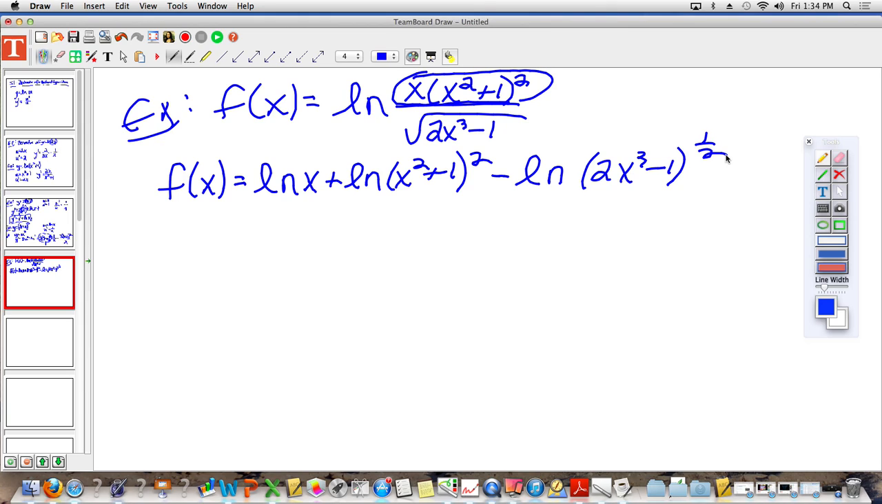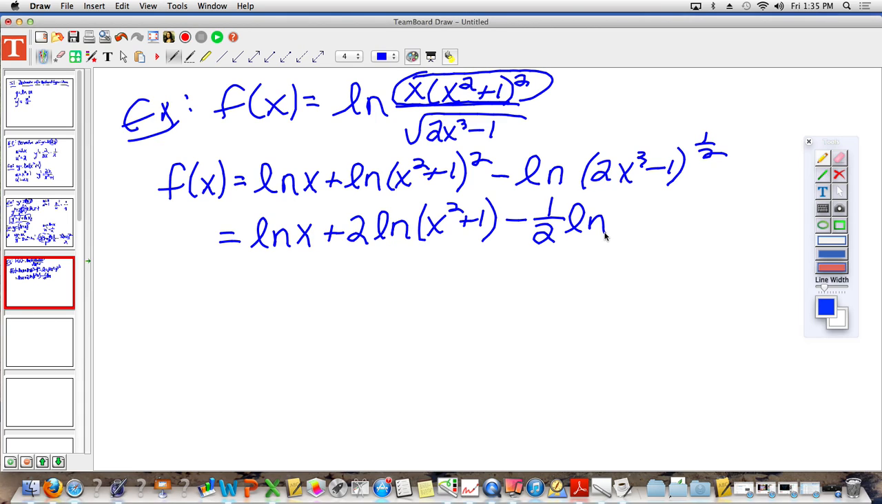Okay, so now we've got a couple things we could do to clean it up. What else could I do to this to make it look a little bit nicer? Yeah, get rid of the powers. Not get rid of them, but move them. So this is ln of x plus 2 times the ln of x squared plus 1. So far, so good? Minus 1/2, a half, the ln of 2x cubed minus 1.